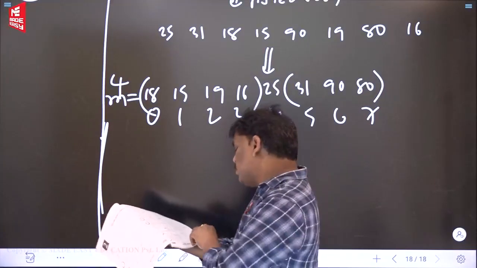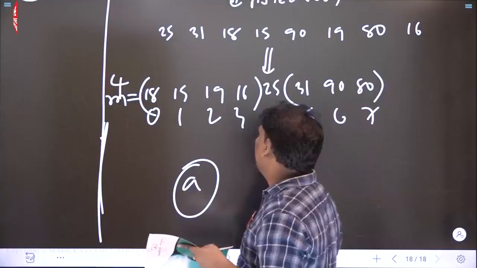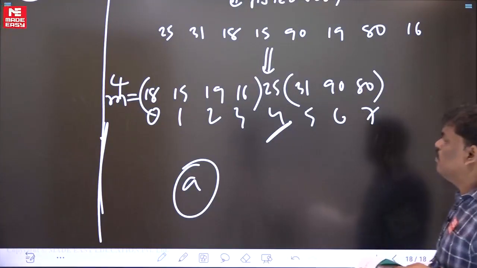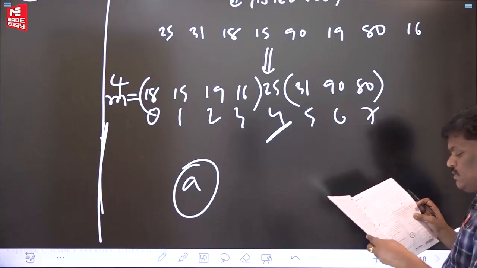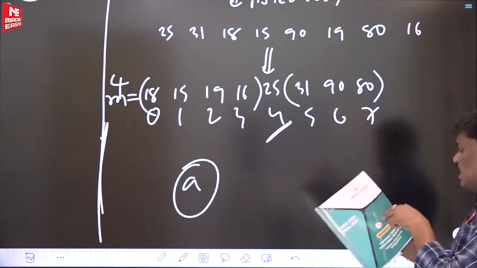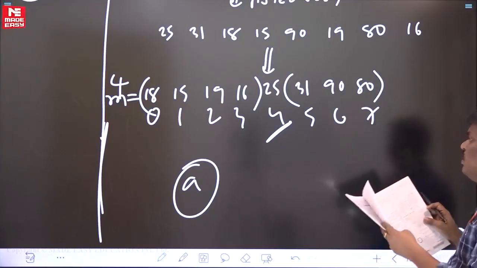The answer of this problem is going to be, what is the answer? Option A. I'm done. Please verify yourself. Array index is starting from 0. Remaining all will be normal. Option A will be the answer for this. For question number 15, the answer is going to be option A. Please verify yourself.